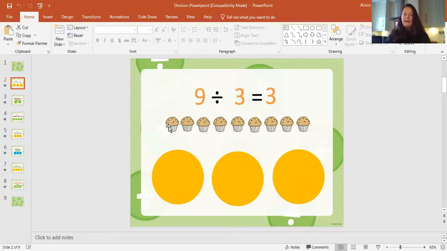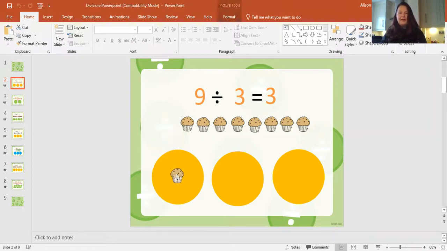Here I have 9 cupcakes. Here's my number 9, and I want to share them between 3 plates. So the first number is how many things I've got, and the second number is how many I need to share between. Sometimes it's people, sometimes it's plates, and it can be other things too. So let me show you what I mean.